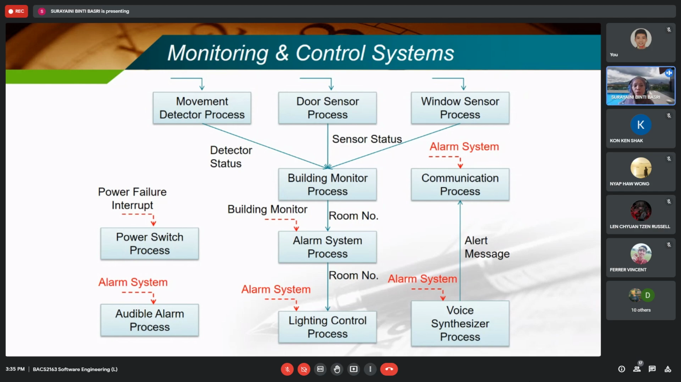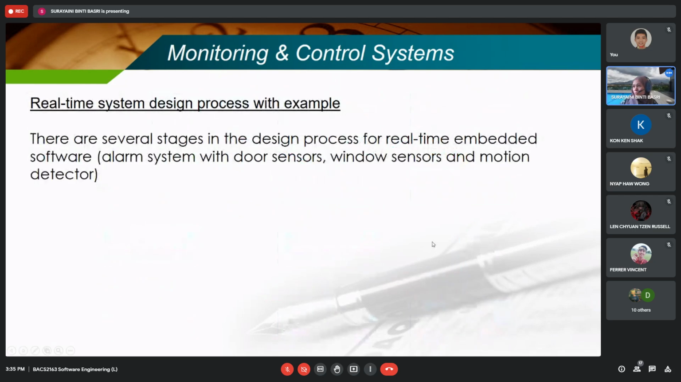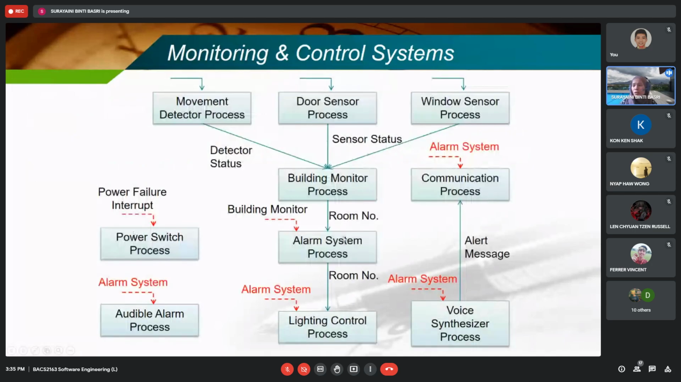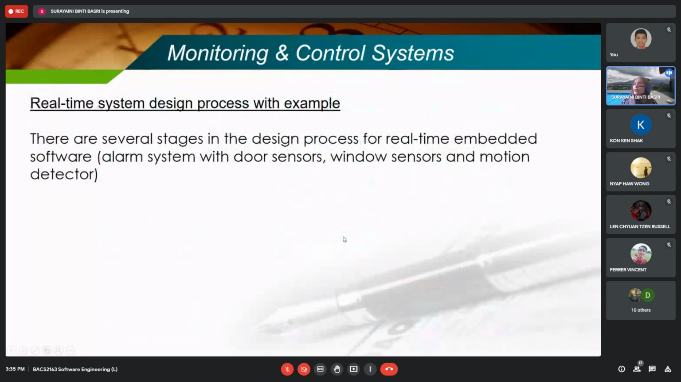Yeah, so we meet again. So we proceed to the, this is actually the explanation of this diagram just now. Okay, so this is the example of the real-time system design process. So the example here is the intruder alarm system.